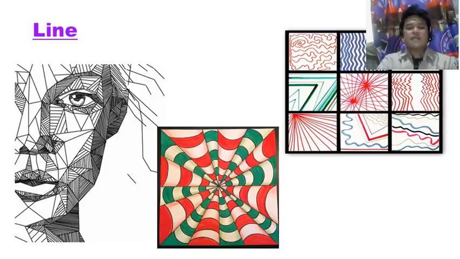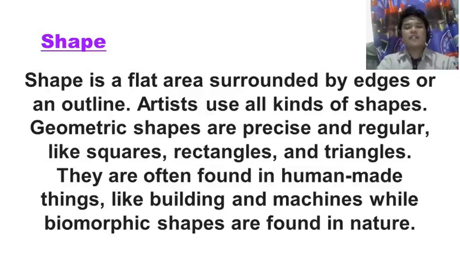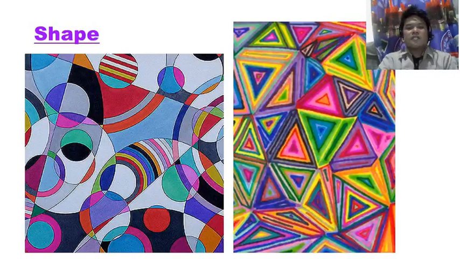Shape. Shape is a flat area surrounded by edges or an outline. So these are kinds of shapes that are being used by the artist. So this also involves geometric shapes. We have these regular geometric shapes, or the precise or the regular. We also have these non-traditional geometric shapes. Okay. We also have this term of biomorphic shapes, or shapes that are found in nature, such as this one. Okay, so as you can see, you can notice different shapes here. You can notice a circle, an arc, a triangle, a square, and so on and so forth.